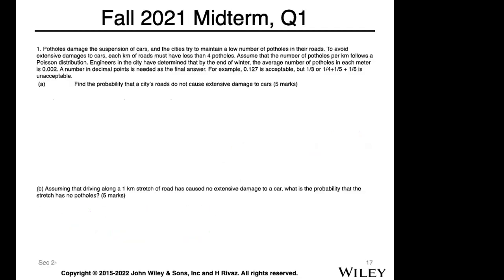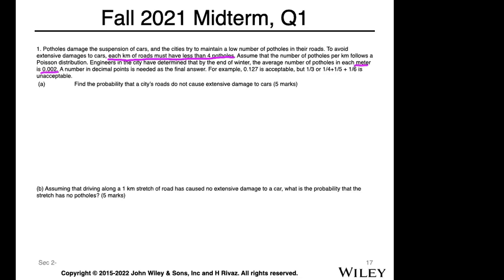So this is the midterm from just a few months ago. Potholes damage the suspension of cars, and cities try to maintain a low number of potholes to avoid extensive damage to cars. Each kilometer of road must have less than 4 potholes. Assume that the number of potholes follows the Poisson distribution. Engineers in the city have determined that by the end of winter, the average number of potholes in each meter is this number.